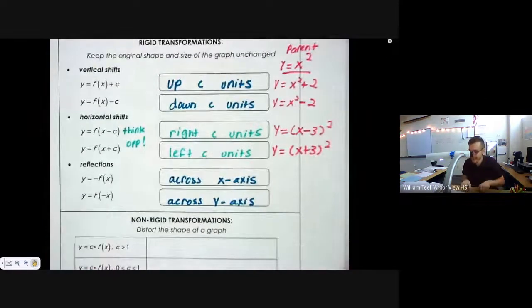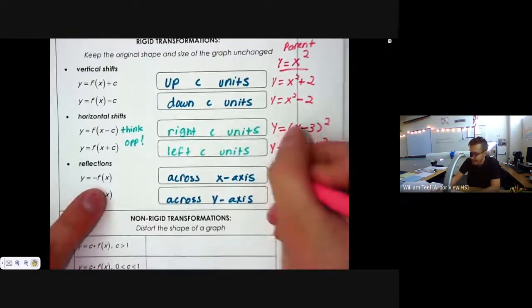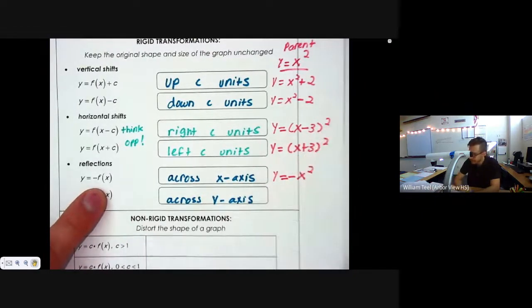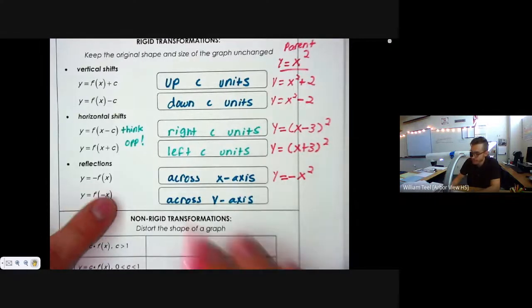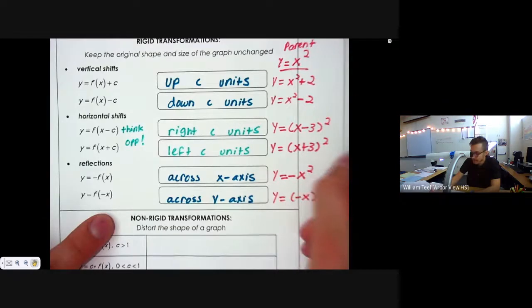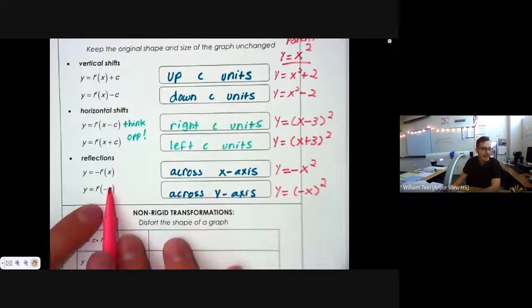So if I am looking at this in a real life example, if I'm making a reflection across the x-axis, I'm going to have y equals negative x squared. And then if I'm moving across the y-axis, I'm going to have y equals (negative x) squared. The negative x is inside the parentheses if I'm making the y-axis reflection, because all of my x values will change.